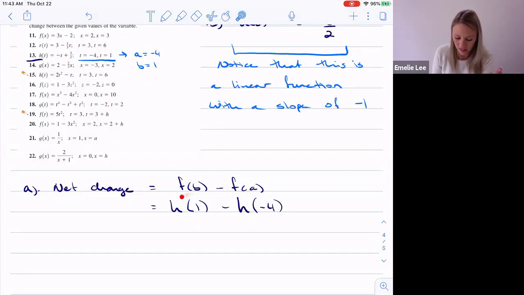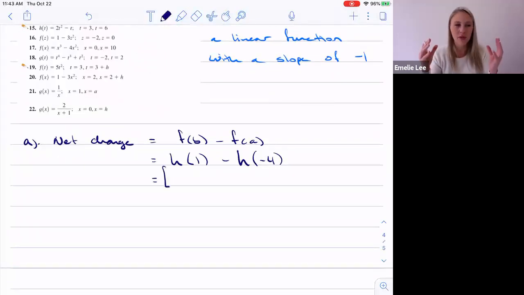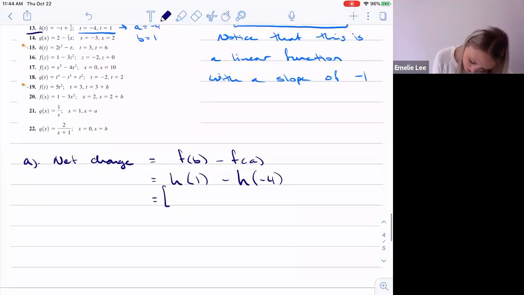So I'm going to treat these as 2 chunks, but I am going to have them on the same line, right? You're more than welcome to figure out h of 1 first, h of negative 4, and then subtract them later, but don't forget to subtract them. But I'm going to do both of them on the same line, but I'm going to separate them with big square brackets just so I can visually see that they're 2 things. So I've got negative 1 plus 3 over 2 minus negative 4 plus 3 over 2.